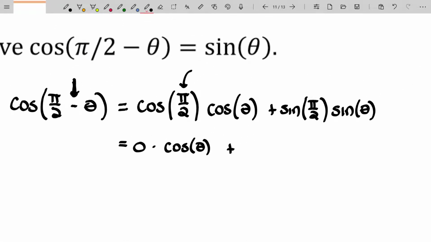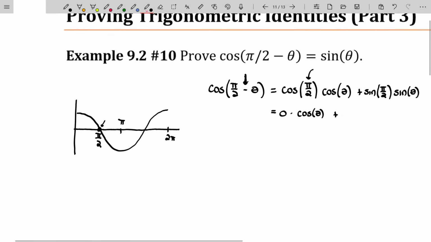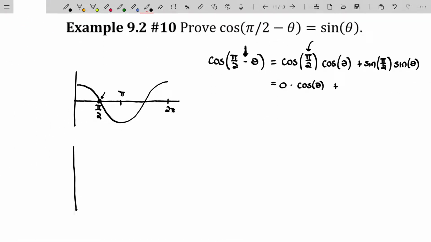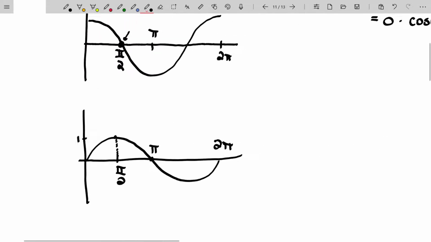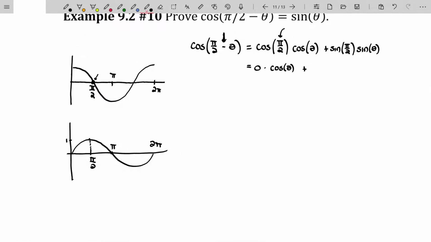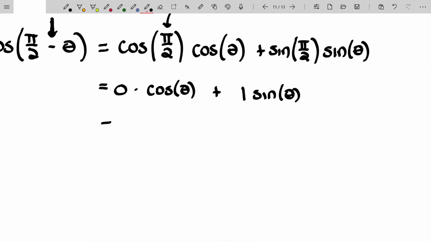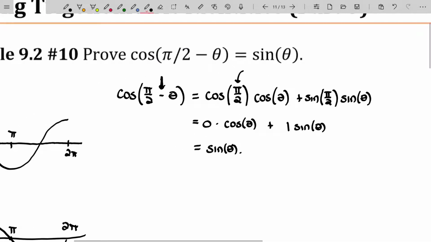Sine of pi over 2, same thing. Pi over 2 is a quadrantal angle. So I'm just going to quickly sketch out the sine curve. It goes for 2 pi, that's the regular period. Halfway through is pi, and half of that is pi over 2. The sine of pi over 2, what's the y value when you plug in pi over 2? Oh, it's a y value of 1. So the sine of pi over 2 must be 1. So this is plus 1 sine of theta. And simplifying, 0 plus 1 sine theta is just sine of theta. And that is the proof.